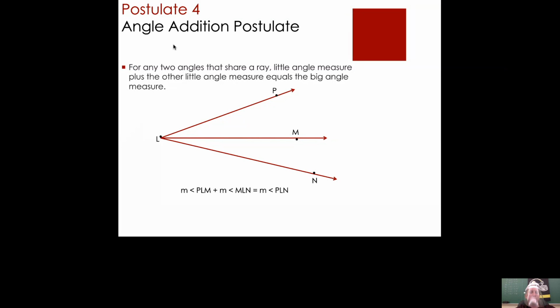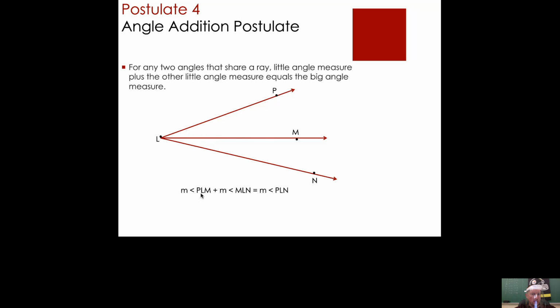This is section 1.4 on angles. This is postulate 4, the angle addition postulate. In this diagram, there are 3 angles. There's 2 little ones, and then the 2 little ones make a big one. The postulate tells you that the measures of the 2 small ones, if you add them, will give you the measure of the big one. And that's what this geometry says right here.